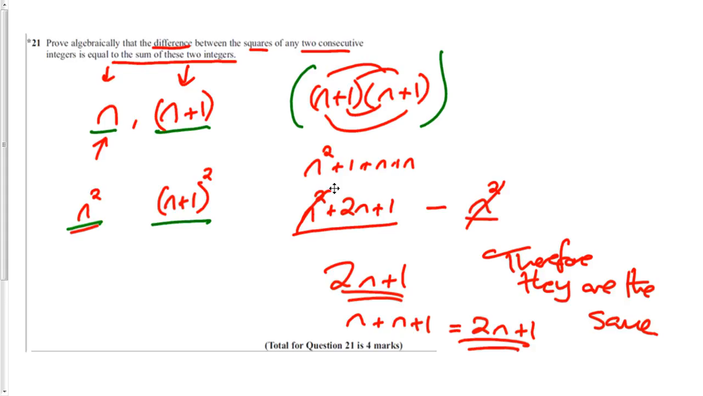Once we've done that, we just work through it systematically. So we've got to do the difference between these two things. So the difference between n squared plus 2n plus 1 and minus n squared, which simplifies down to this 2n plus 1. And the two numbers added together, which are n and n plus 1, give the 2n plus 1.